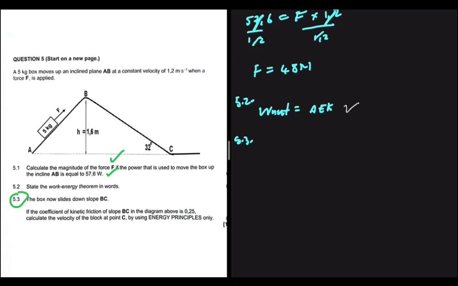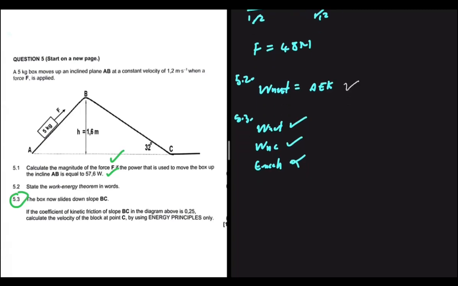If the question says using only energy principles, there are three formulas you can use. You can use work net, you can use work done by non-conservative forces, and you can use the conservation of mechanical energy. The only time you would use the conservation of mechanical energy is if the only force acting on the object is the force of gravity. If that is not the case, we cannot use it. So now we're left with work net and work non-conservative. Let's write the information we have down and see which formulas we need to use.